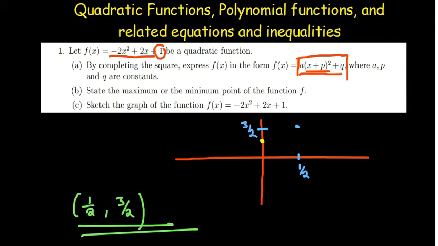So the graph has a maximum point, like that. Now your work is to find these points where the graph cuts the x-axis. You can finish up solving the equation by completing the square, or you can solve this function using any formula of your choice. So remember, we've got negative 2x squared plus 2x plus 1.